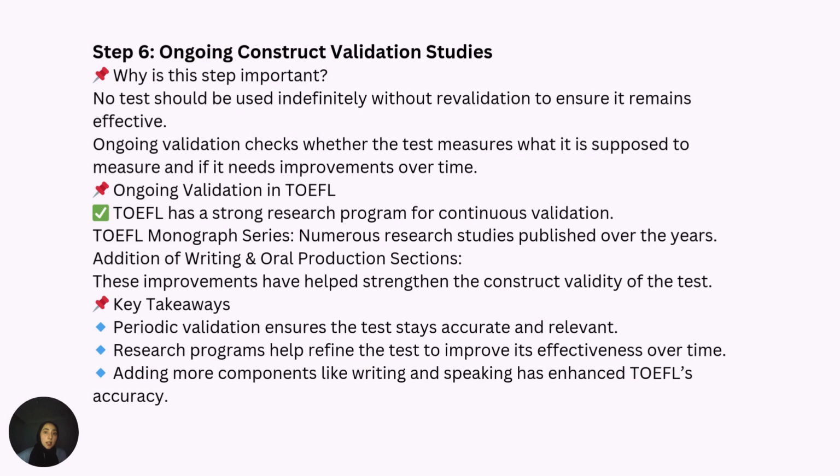And step 6 is ongoing construct validation studies. It generally means review and validation. So no test should be used indefinitely without revalidation to ensure it remains effective or not. Ongoing validation checks whether the test measures what it is supposed to measure and if it needs improvements over time, because over time our tests may become invalid. So we should check them before using them.